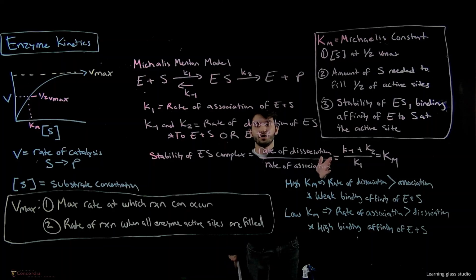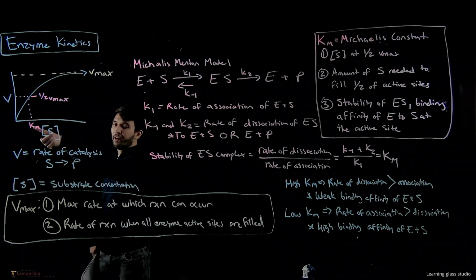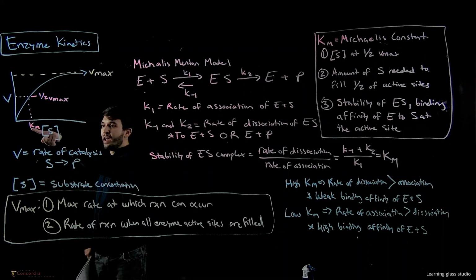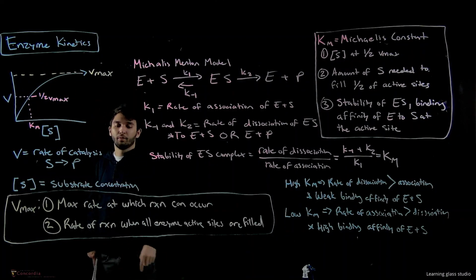So the first definition for Km is the substrate concentration at 1/2 Vmax. If we look at this graph, we can see Km here, and Km is the substrate concentration on the x-axis where, on the y-axis, we have reached 1/2 of our maximum rate of reaction.